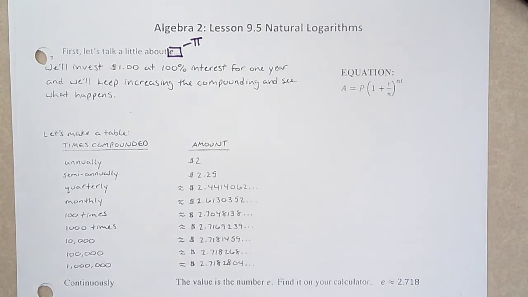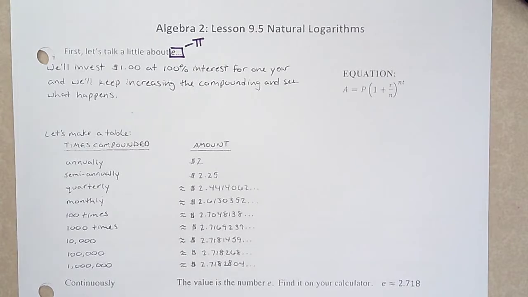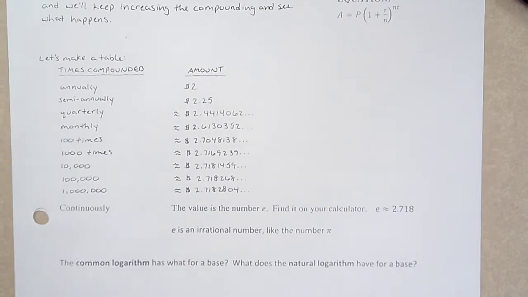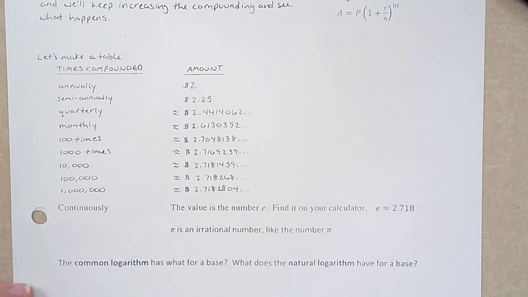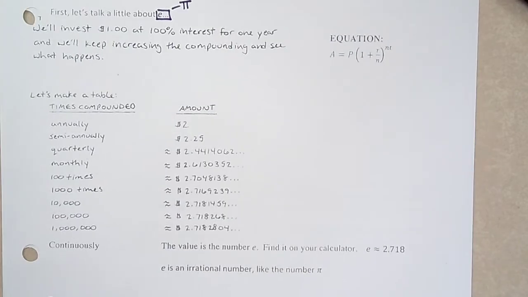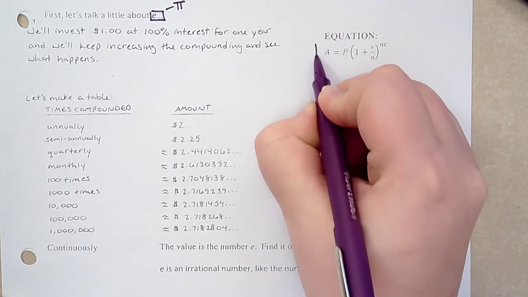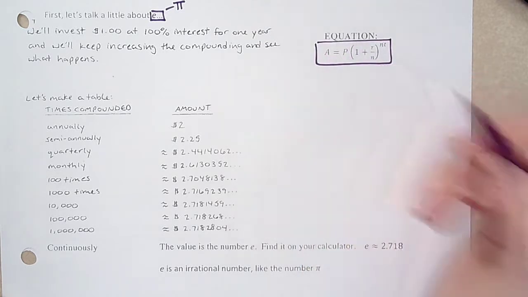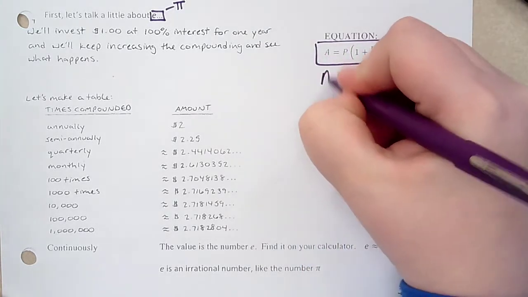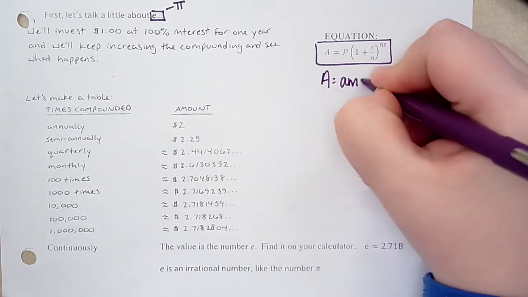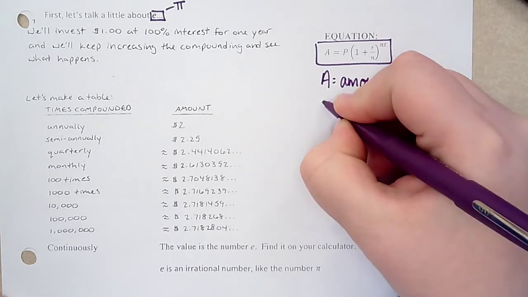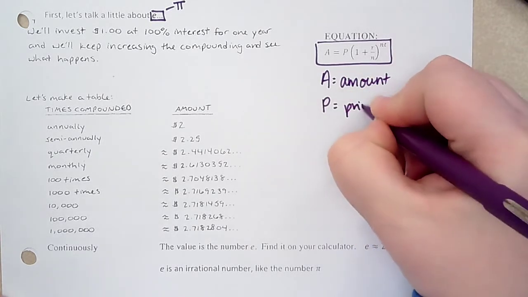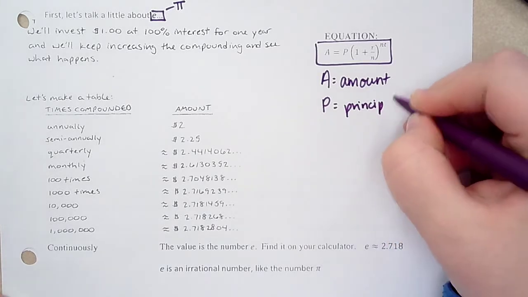If we invest $1 at 100% interest for 1 year, we will keep increasing the compounding and see what happens. So we've created a little bit of a table here, and from this table, we start to see the equation given here. Now, if you haven't seen this equation before, I'll go over it real quick. A is the amount at the end of the period.